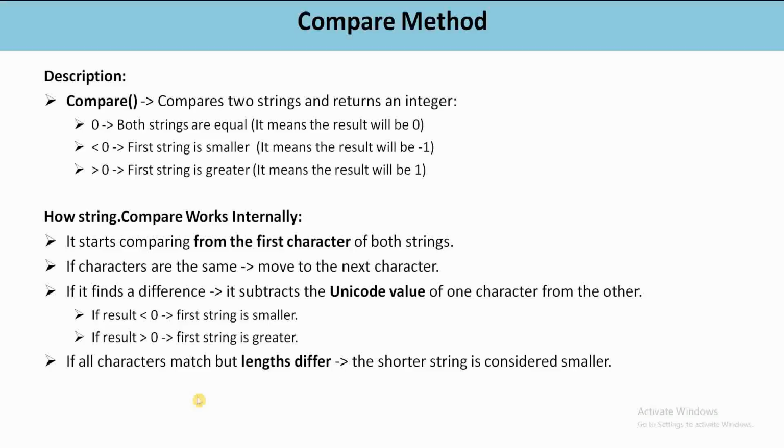If all characters match but there is a length difference, the shortest string is considered smaller. If all characters are matched successfully but the lengths are different for both strings, then it will consider the shortest string as smaller. Meaning if the first string has a smaller length than the second one, then it will consider the first one smaller, and it will give us -1 as the result in return.